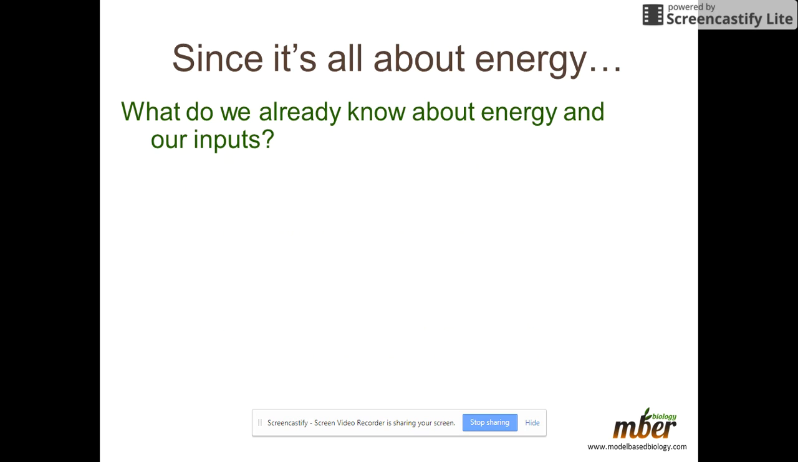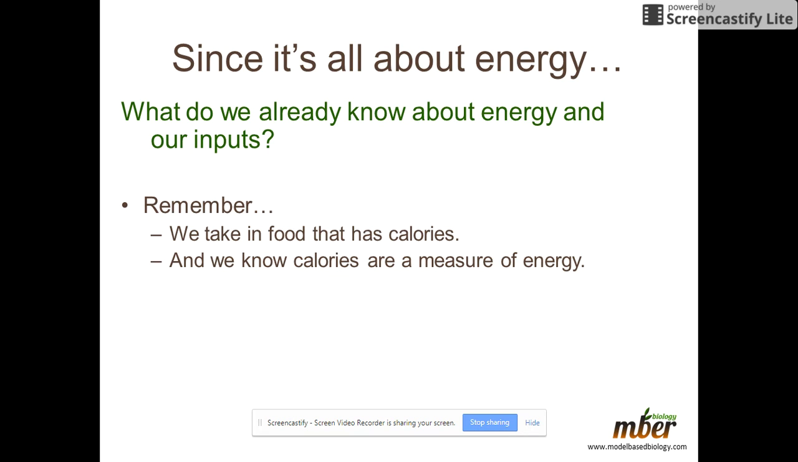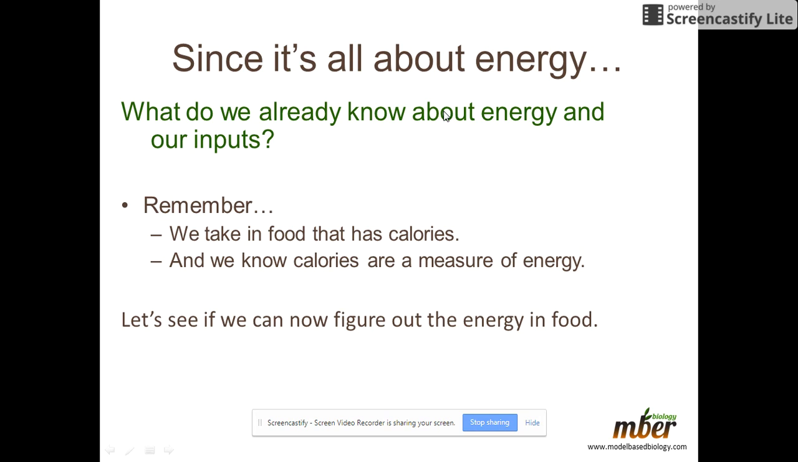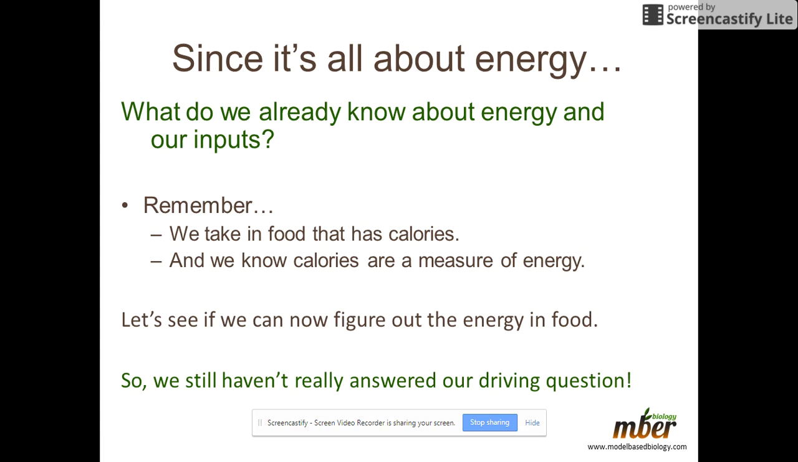Put me on pause. All right, the last piece here is it's all about energy. So hopefully you came up with that in your group. So we take in food and that has calories. We know calories are a measure of energy. And let's see if we can now figure out the energy in food. So we know that food gives us matter, but can we figure out the energy in food? We haven't really answered that yet, but this is what we're going to be doing tomorrow. So see if you can think about how does this relate? All the food you take in, only a small portion of it we actually pull out of it.